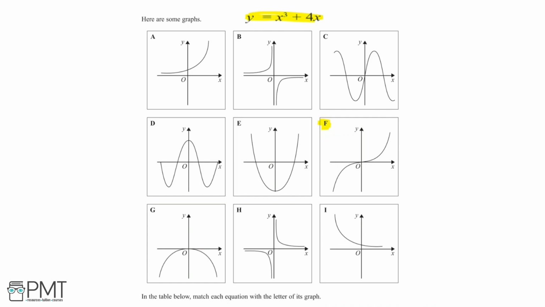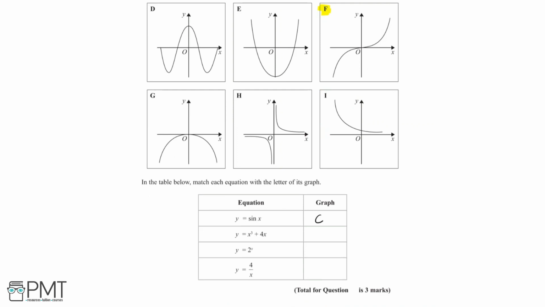Since graph F is the only cubic graph out of these examples, we can say that the graph of y equals x cubed plus 4x is represented by the graph F. And so we can write this down in our table below.